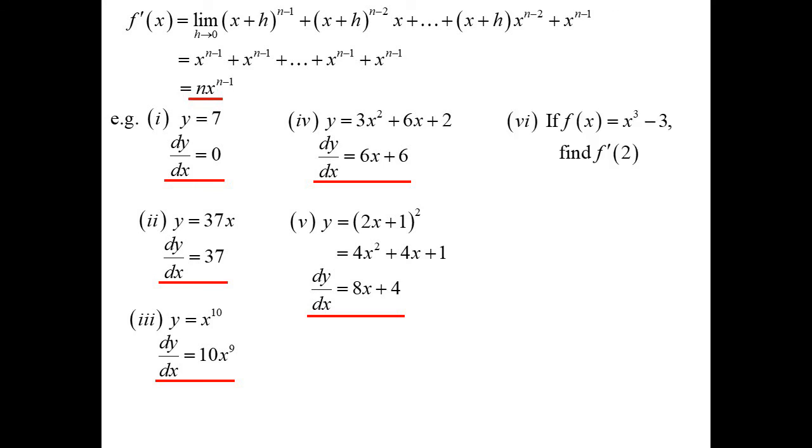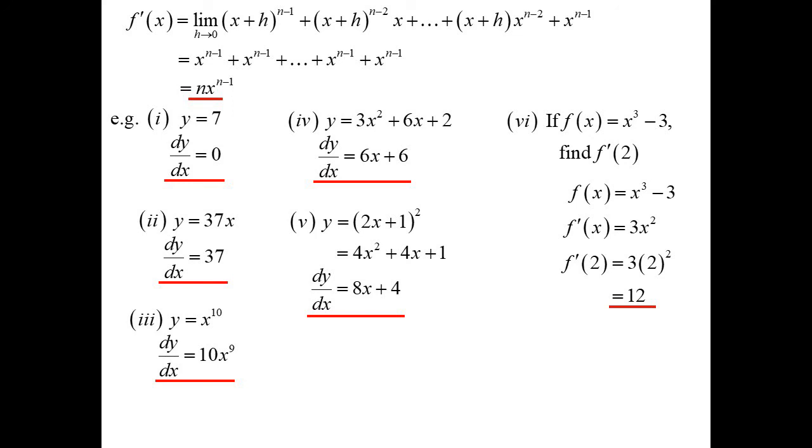If f of x is x cubed minus 3, find f dash 2. Now this is where you've got to make sure you're reading the question carefully. Very easy to misread that and just find f of 2. That's not what the question's asking. So there's f of x. We're going to have to differentiate it to get f dash x. That's 3x squared. Now I can find f dash 2. I substitute into that one and we get 12. So as I say, be very careful, read it closely, make sure you are answering the right question.